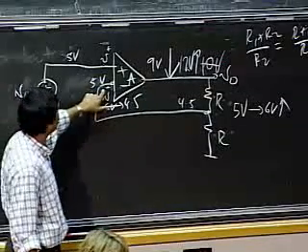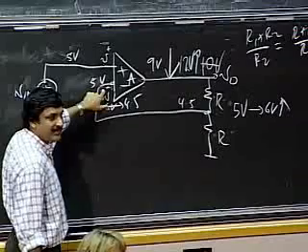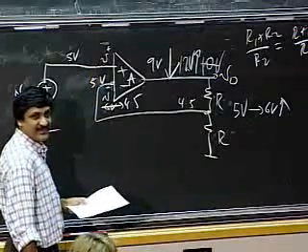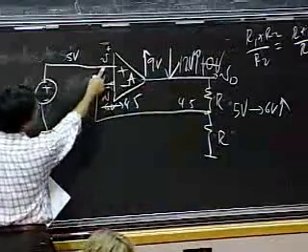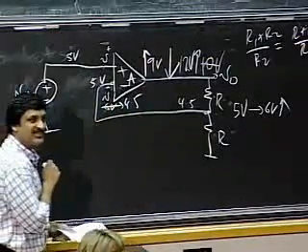What happens now? If this goes to 4.5, what happens? It wants to go back up. Can't it make up its mind? So this guy wants to go back up now because V plus is higher than V minus. So what are you seeing here?